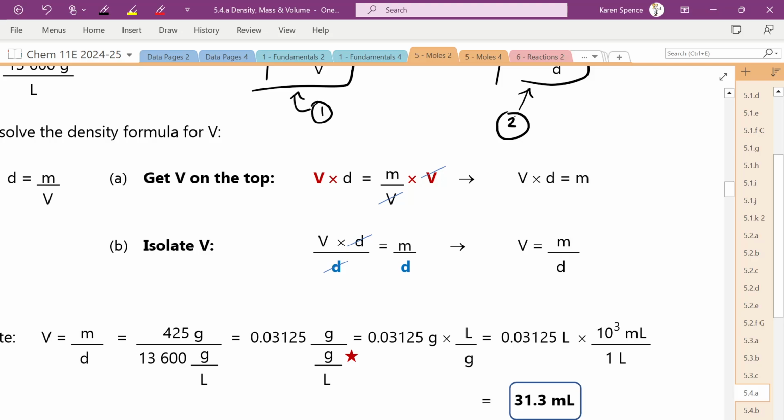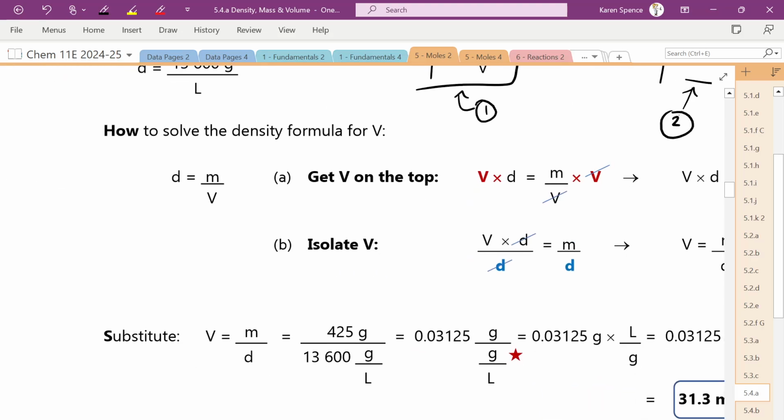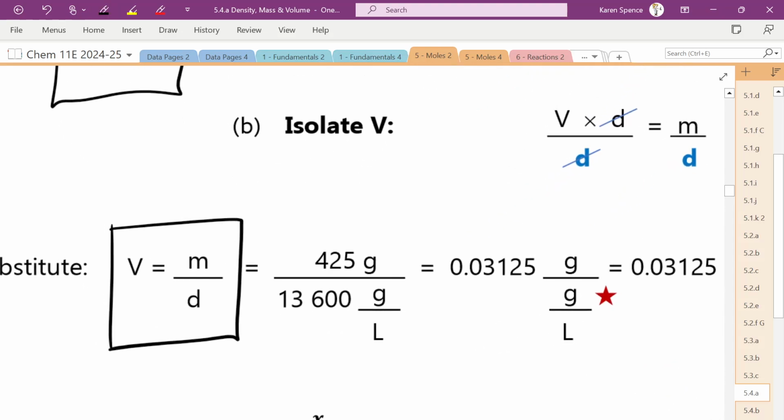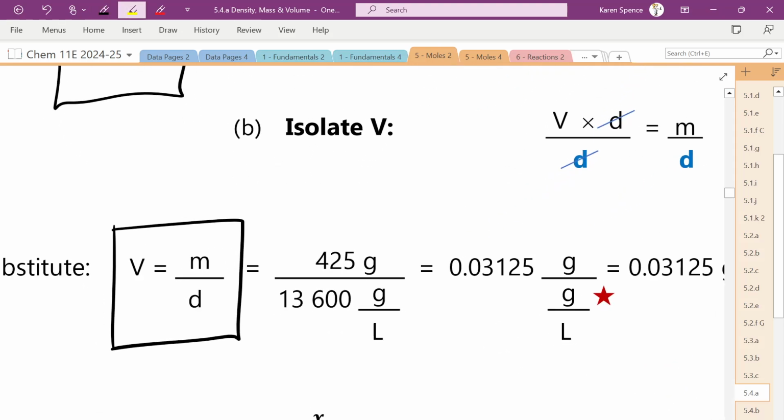Now, if you do use density equals mass over volume, solve for V, you do have to make sure that you plug in the units. This is another reason why I am not in love with this method, because it just becomes a little uglier.